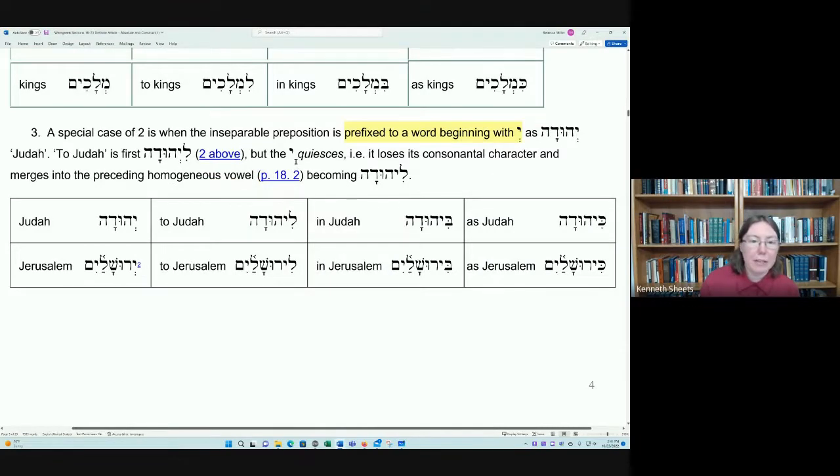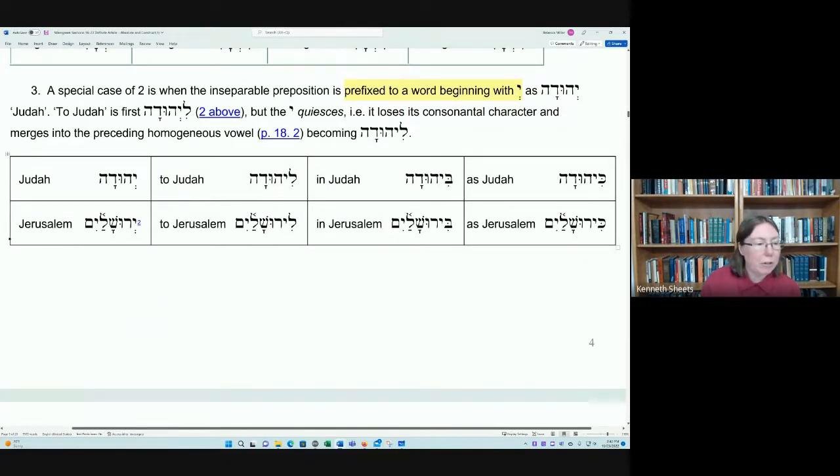And you will see that the term quiesce is also used as a somewhat equivalent to that idea of losing the consonantal character. And so, for example, Yehuda to Lihuda, Bihuda, and then Kihuda as well. So Lihuda is to Judah, Bihuda is in Judah, and Kihuda is as Judah. But the same thing happens with other words.